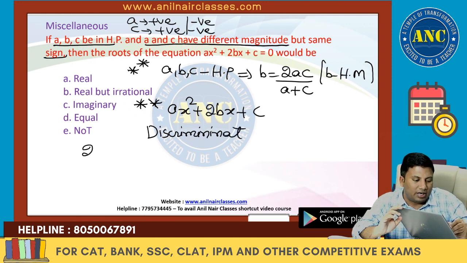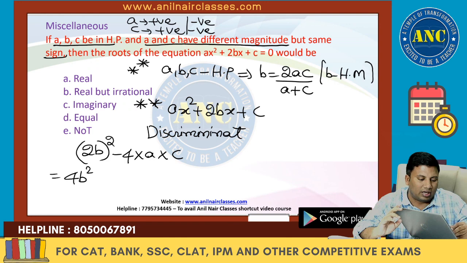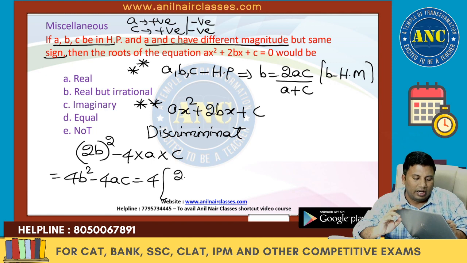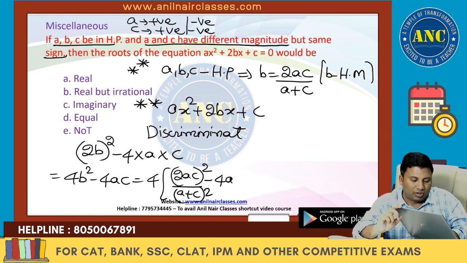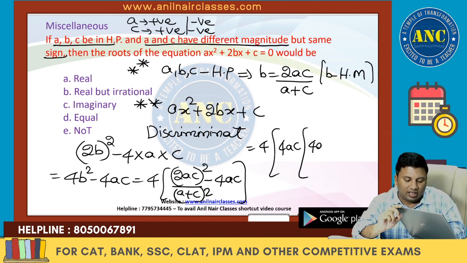If I use the discriminant, b square minus 4ac, this is nothing but 4b square minus 4ac. Here 4 into (2ac by a plus c) whole square, minus 4ac. This is nothing but 4 into 4ac. If I take common another 4ac, it becomes 4ac by (a plus c) whole square minus 1. This is nothing but 16ac.